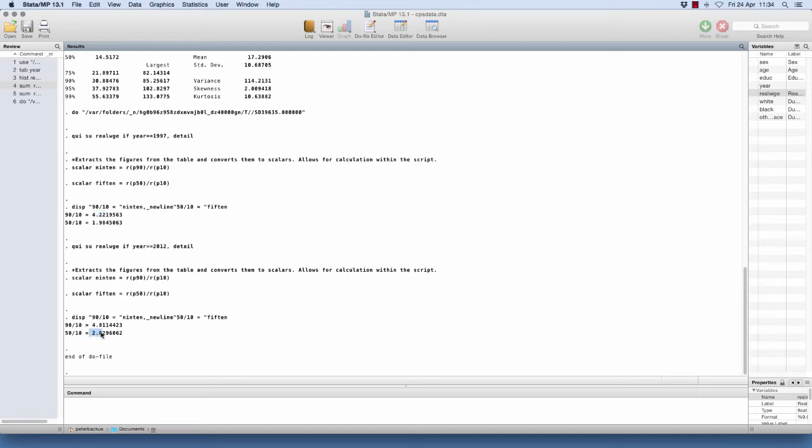The 50-10, however, has also increased, but not by nearly as much. It's gone from 1.98 in 1997 to 2.2 in 2012. So what this, just looking at these 2 points in time, it suggests, well, the top of the distribution seems to be pulling away.